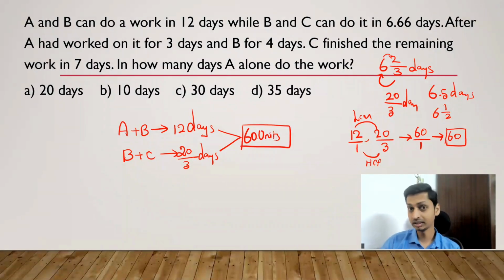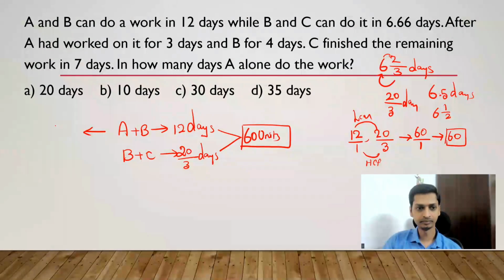Now A and B completed those 60 units in 12 days. B and C completed those 60 units in 20 by 3 days. That means A and B will complete how many units in one day? In 12 days, if they complete 60 units, in one day A and B will complete how many units?